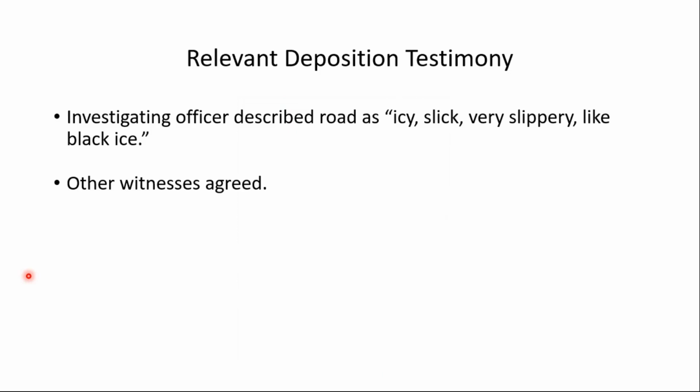The investigating officer described the road as icy and slick and very slippery, said it was like black ice. I believe the plaintiff elicited this testimony, and of course the plaintiff's trying to make the case that his client, the female driver, had no reason to expect this ice, she was driving carefully, and to reduce the amount of contributory negligence that a jury might place on her. And other witnesses familiar with the road agreed with his testimony.